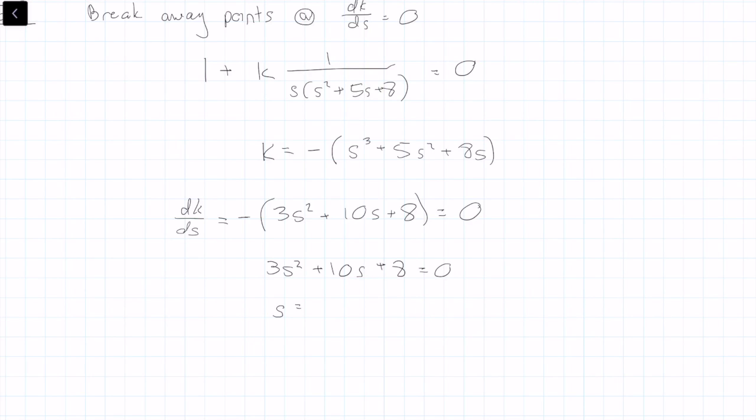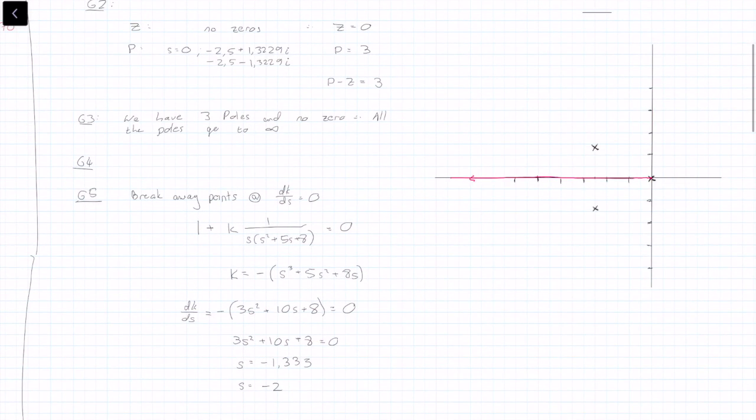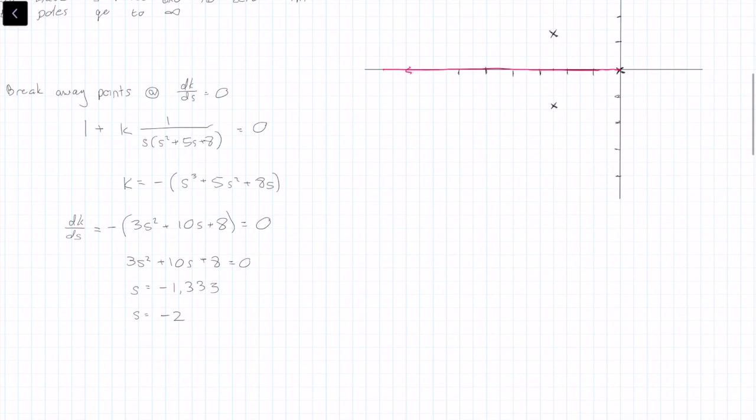So s is equal to minus 1.333, or s is equal to minus 2. Okay, so what do we know about these? We need all three of these zeros to end at infinity. So according to this, we are going to have a breakaway point as well as these two breaking into the system. So we're going to have a breakaway point and a break-in point.